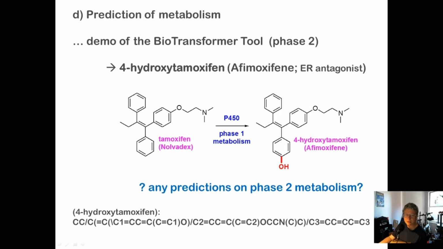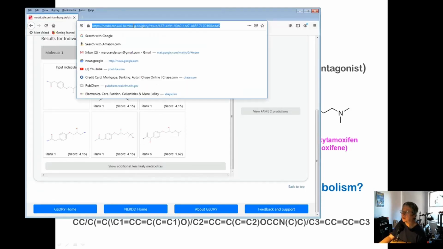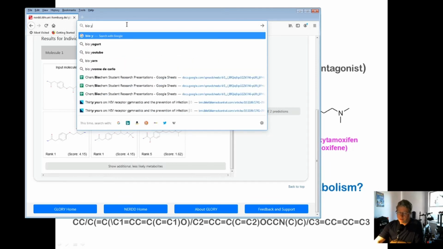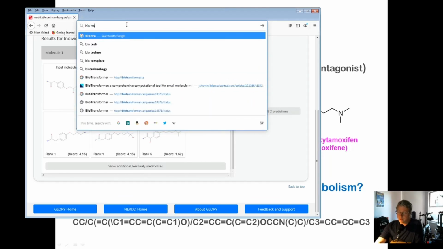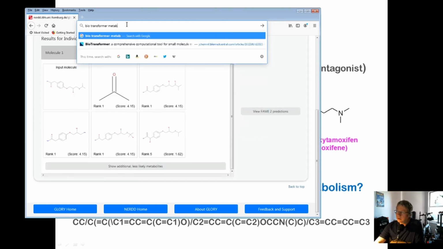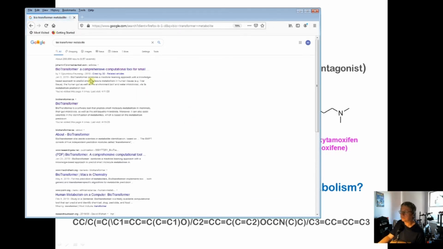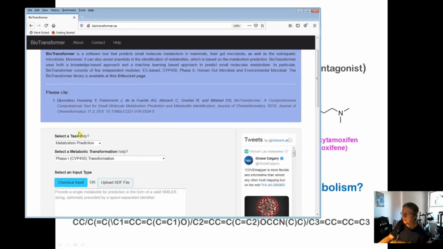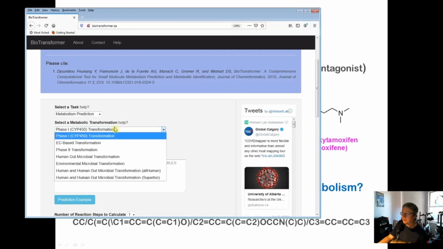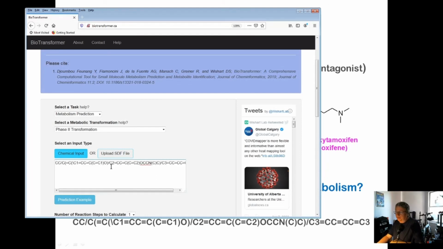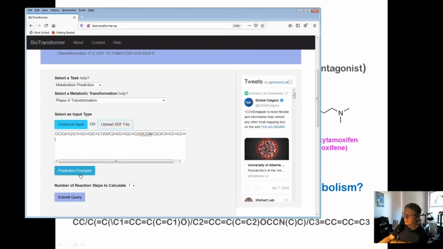copy it. Okay, so I copy the SMILES. Let's go over there. I think it was, let's Google it, BioTransformer metabolite. Okay, metabolism prediction. We're going to do phase 2 transformation. What I found is this tool was not very good at phase 1, but it seems to be pretty good at phase 2. And submit.